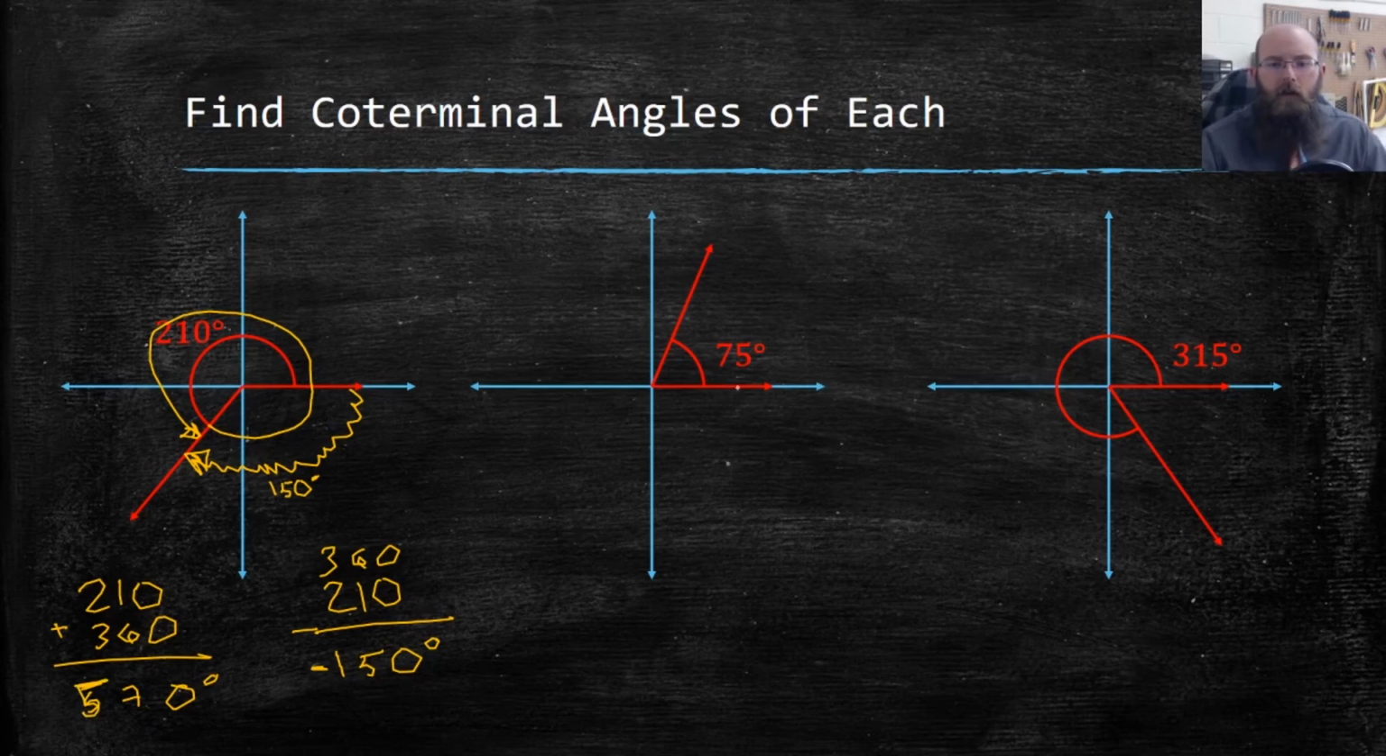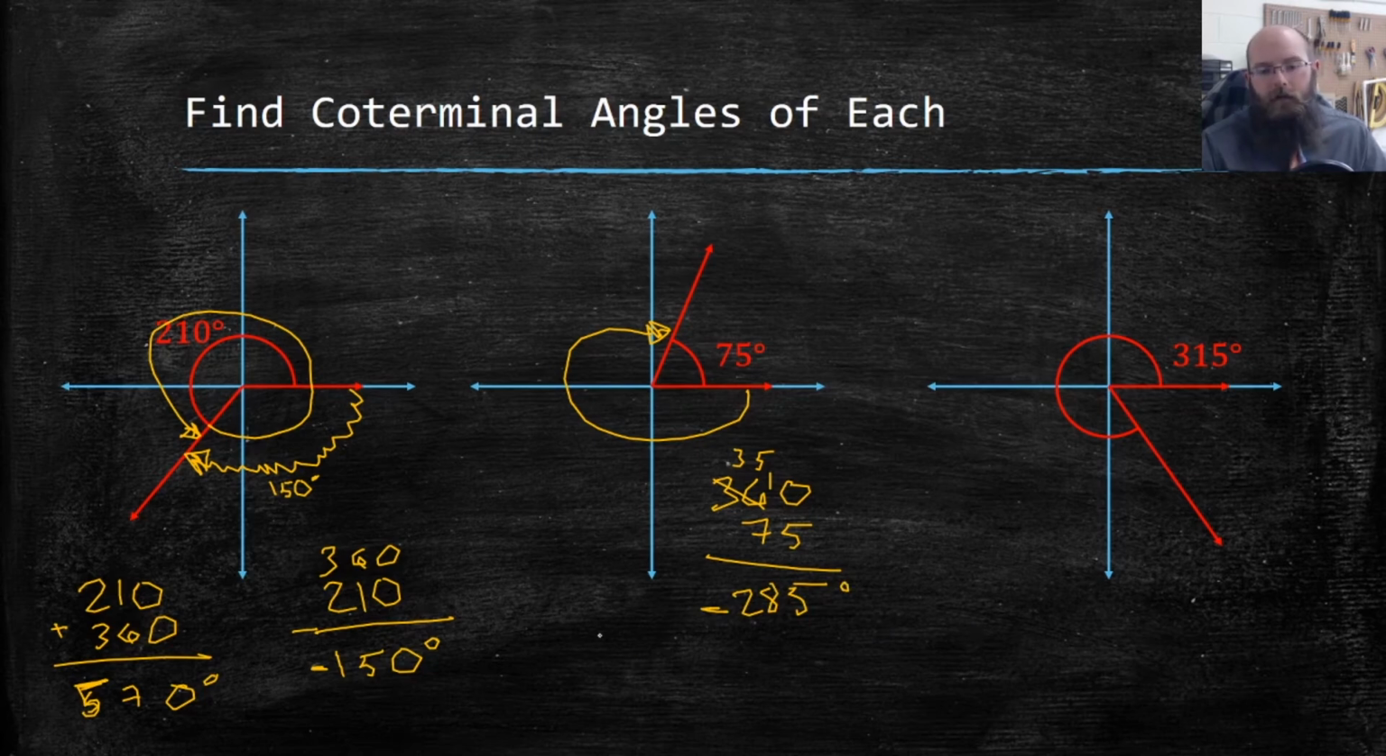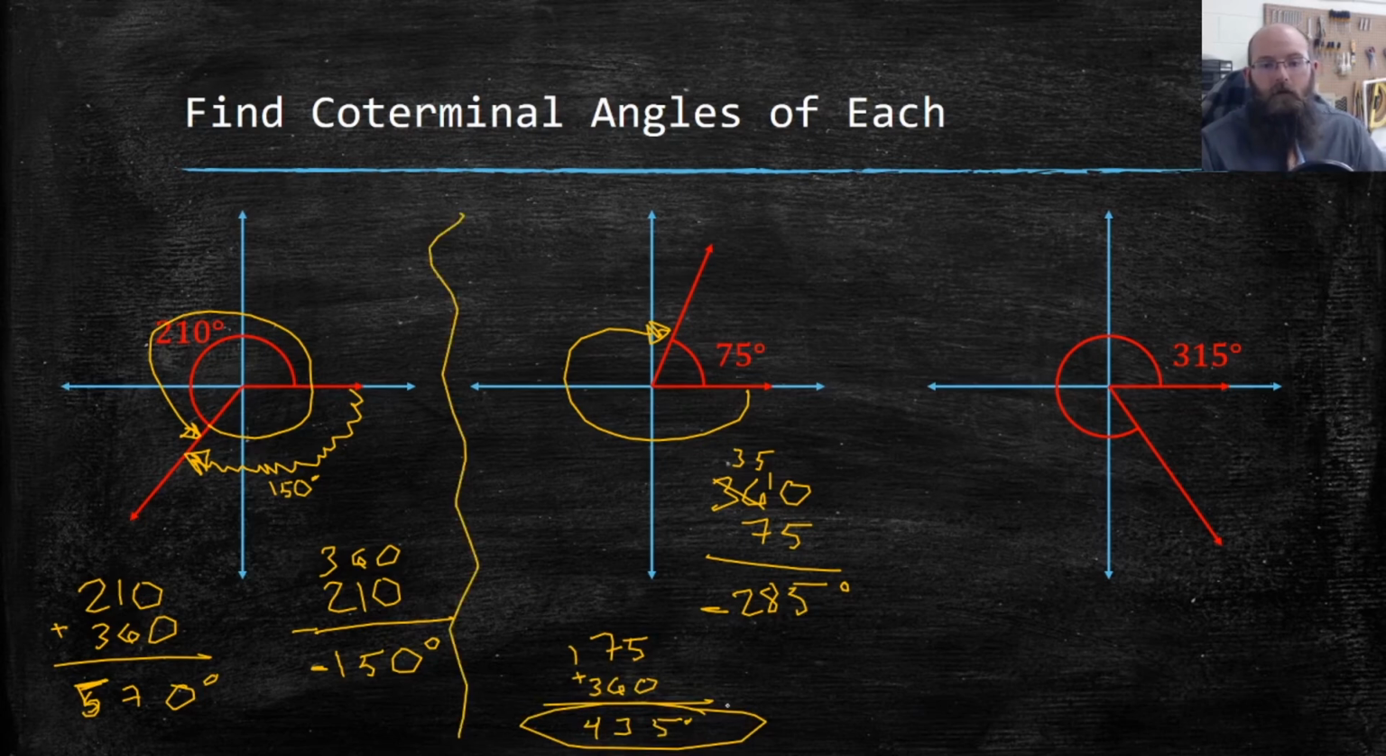Now let's do 75. So let's do my negative angle first. If I go around the other direction, how many do I need to go? Well, it's 360 minus 75. Got to borrow a bunch, right? So 285 degrees. But remember which direction I was traveling, so this is now negative. And I can take my 75 and I can add 360 to it. 435 degrees. Both of those get me the same as a 75 degree angle. They end in the same location.